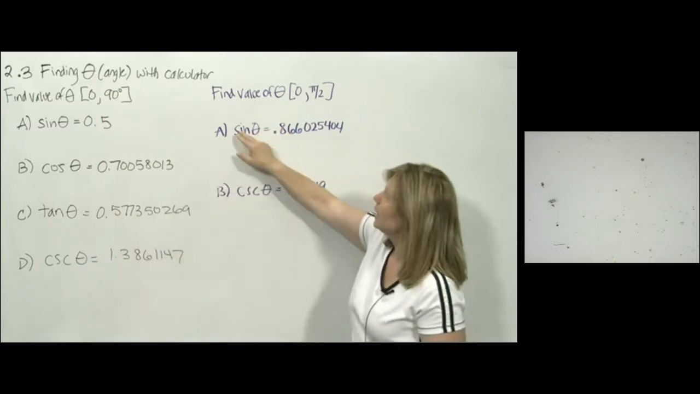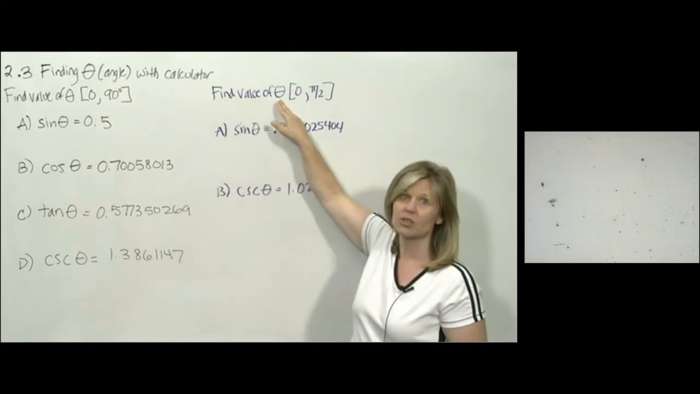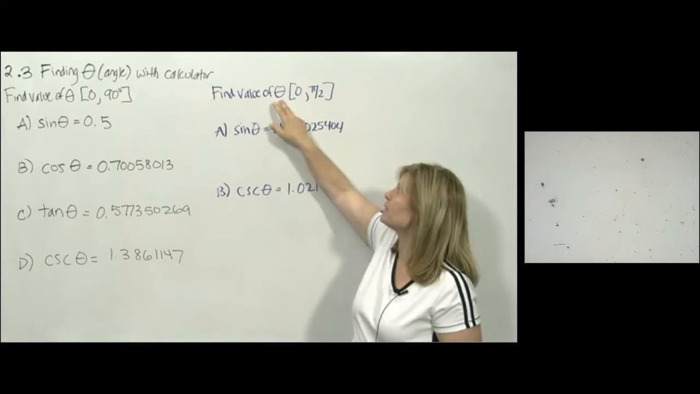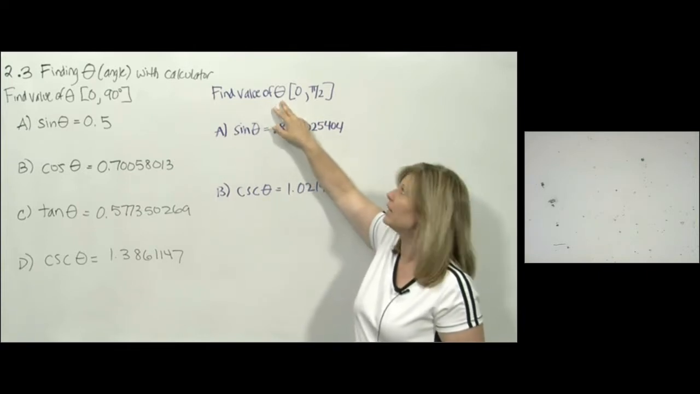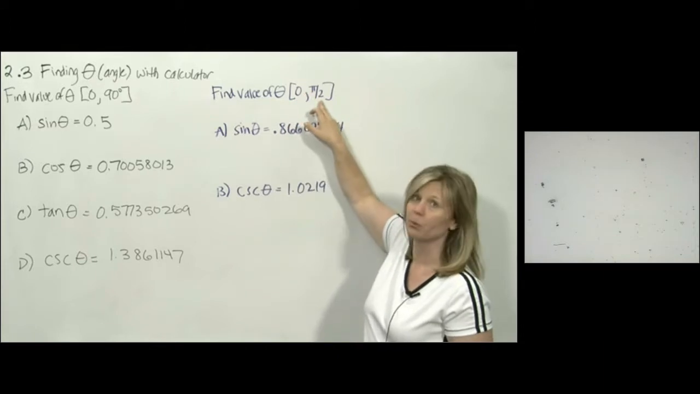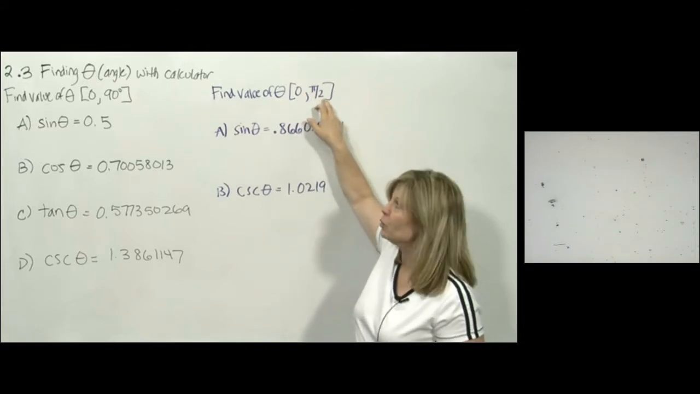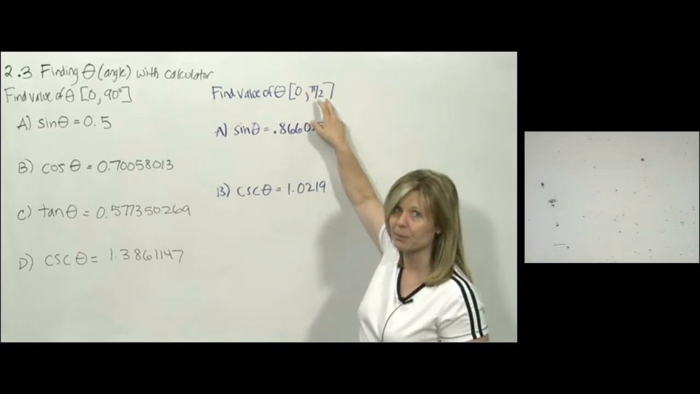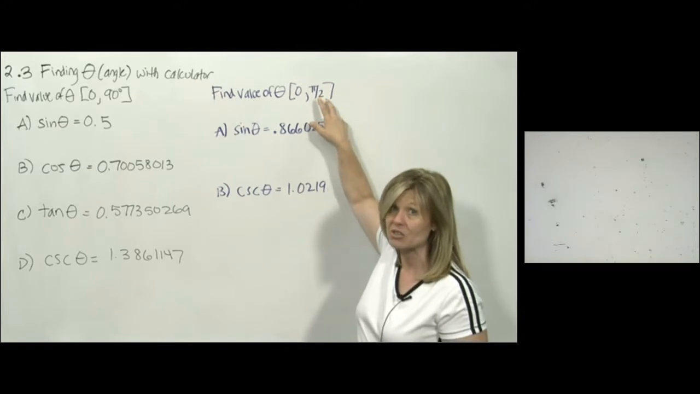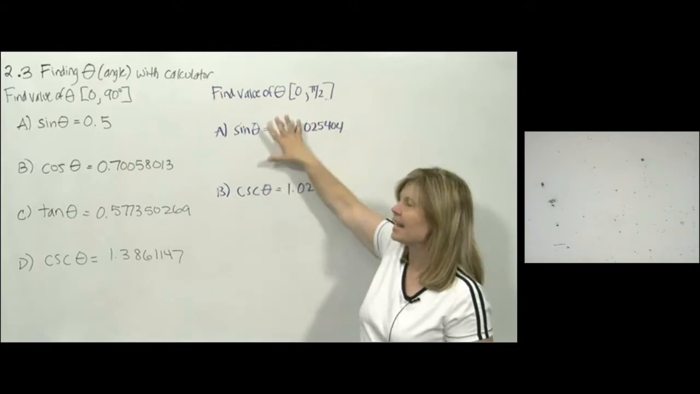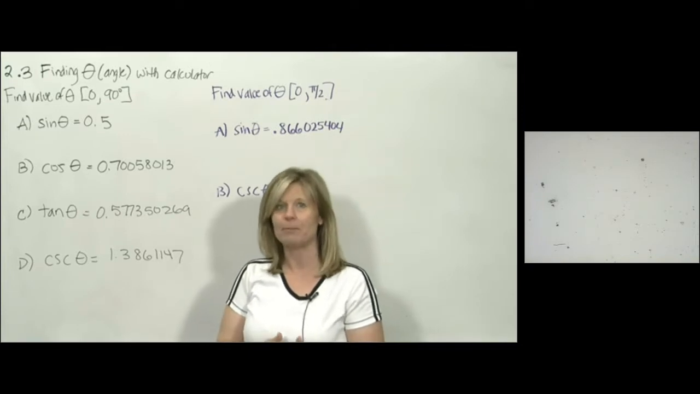Over here, it says find the value of theta. So again, theta is an angle. We're looking for a missing angle. But now it says in the interval from 0 to pi over 2. Pi over 2 is not degrees. What is that, people? That's radians. So that means when we give these answers for the angles, they want it in radian measure.